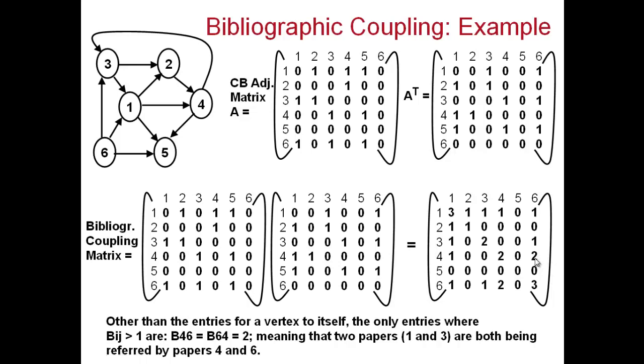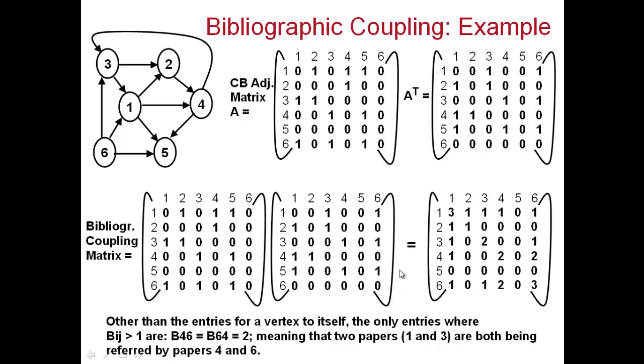It's also going to be a symmetric matrix. If the entry for 4, 6 is 2 in the product matrix, entry 6, 4 is also going to be 2, because 4 and 6 are citing two papers, the same as 6 and 4 are citing two papers. So it's not going to be different. It's a symmetric matrix, and the diagonal is also going to have some values.